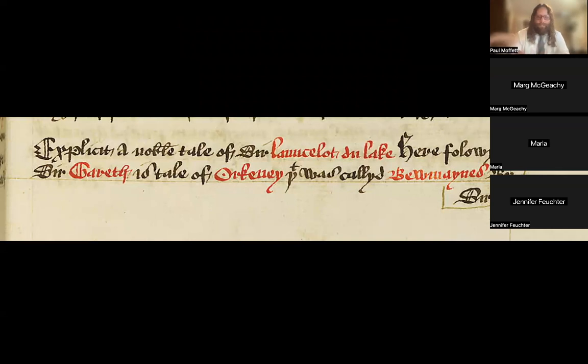Here we can see again from the manuscript, Sir Gareth's Tale of Orkney, that he was called Beaumains by Sir Kay. That's that bottom line and a half. So his name is Beaumains. Kay names him Beaumains for most of his story. Nobody knows that he's Sir Gareth of Orkney. The tale of Sir Gareth of Orkney has no known direct source. It is a lot like other fair unknown stories, but as far as we know, Malory didn't have a direct source.